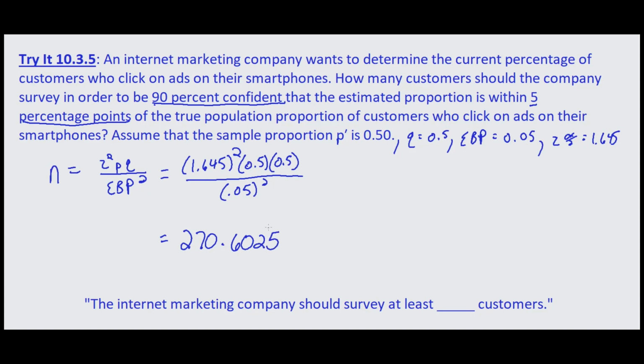Now remember, we can't have part of a person. So 270 wouldn't be enough. We'll have to round up, and the internet marketing company should survey at least 271 customers in order to meet those parameters of 90% confidence within 5 percentage points of the true population proportion.